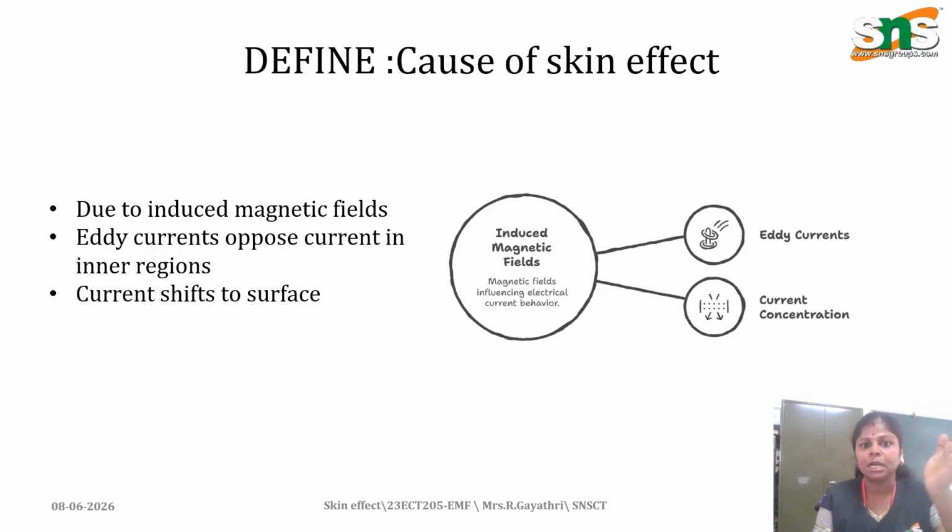Now the cause of the skin effect. The skin effect is directly induced due to the increased magnetic field, and the magnetic field is related to the eddy current. The eddy current opposes the current in the inner region. Mostly the inner region is affected by the eddy current, and due to this eddy current and the induced magnetic field, there is a shift of the current to the surface of the conductors. The induced electromagnetic field directly influences the electrical behavior of the material, so the skin effect occurs.